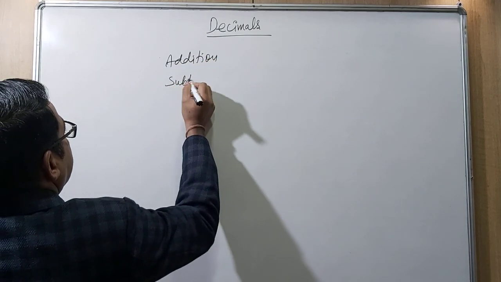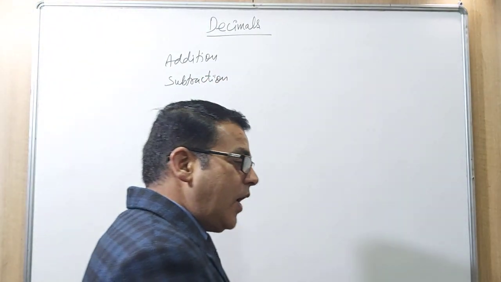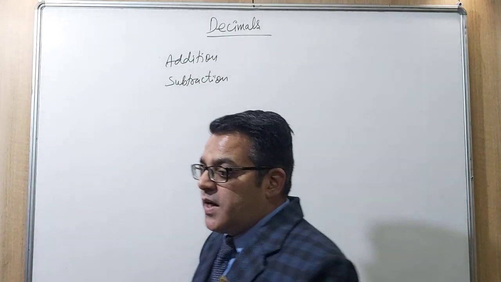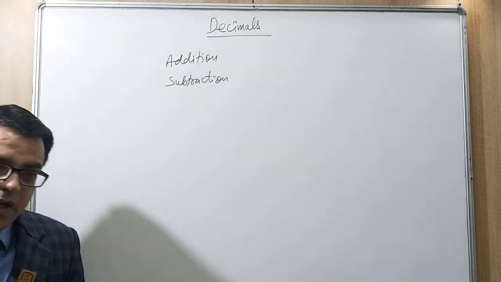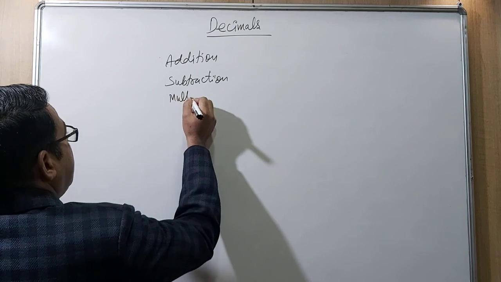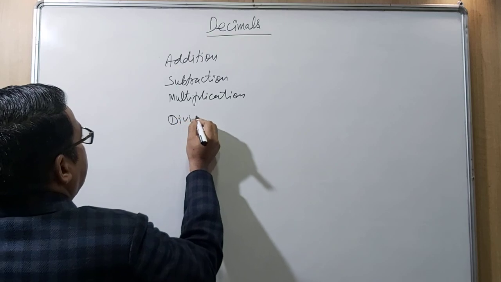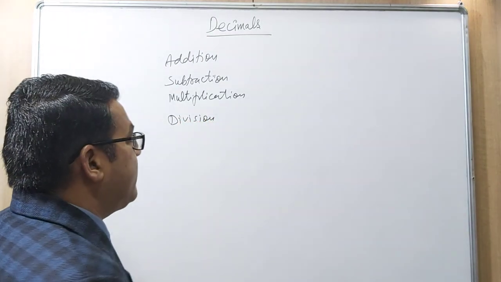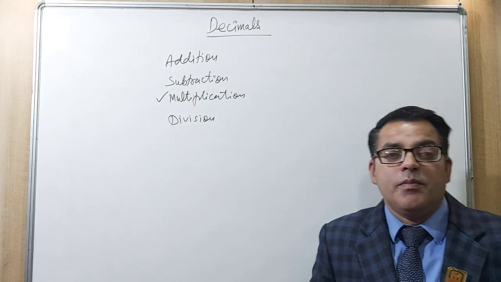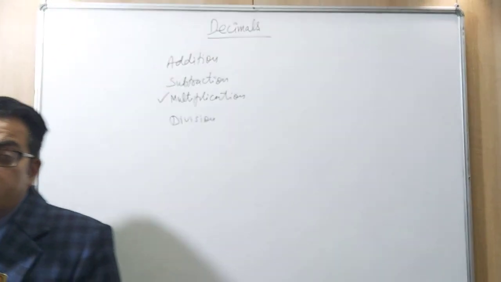Addition and subtraction, right? In my previous video, I explained how we can add or subtract decimals. And two operations are still left, that is multiplication and finally division. So in today's lesson we will learn how we can multiply two or more decimal numbers together. So this is very important.